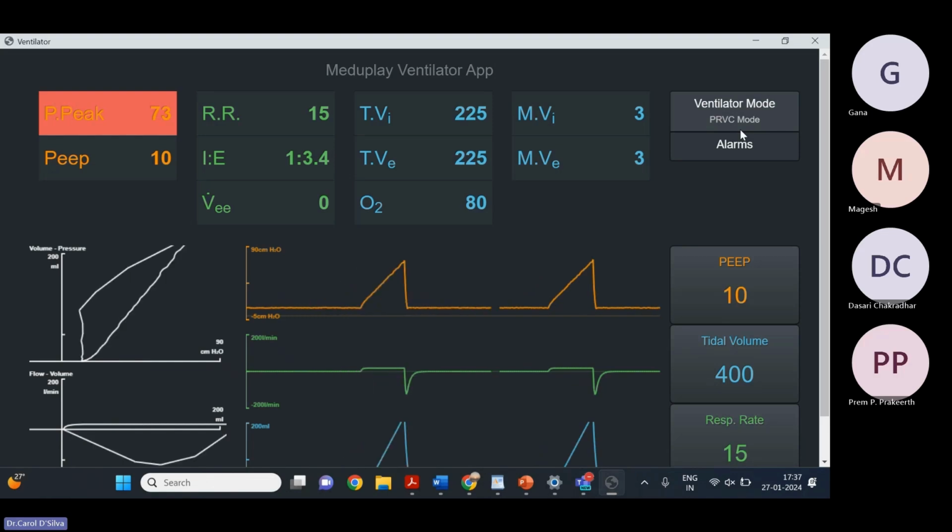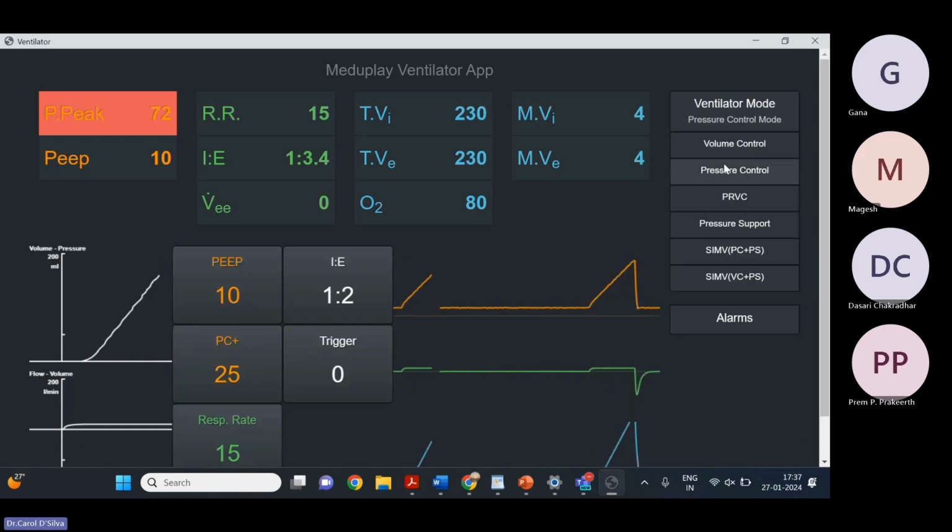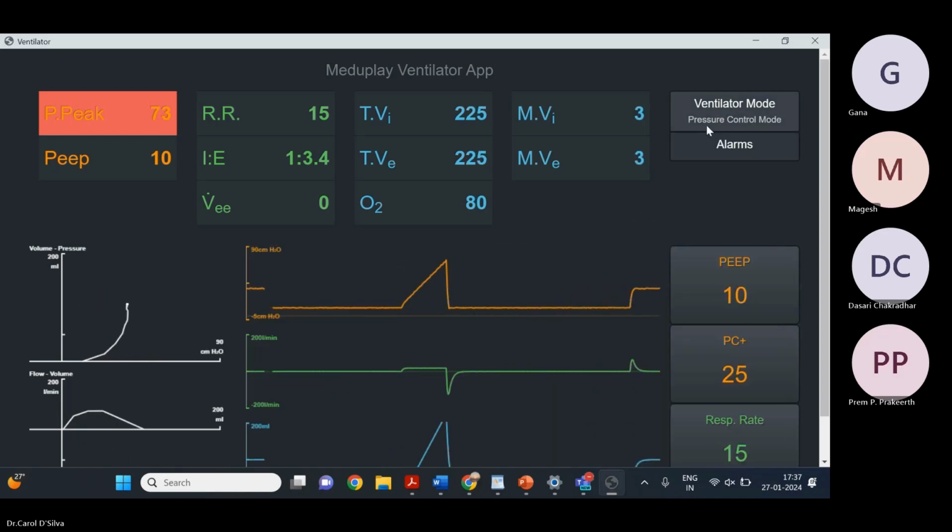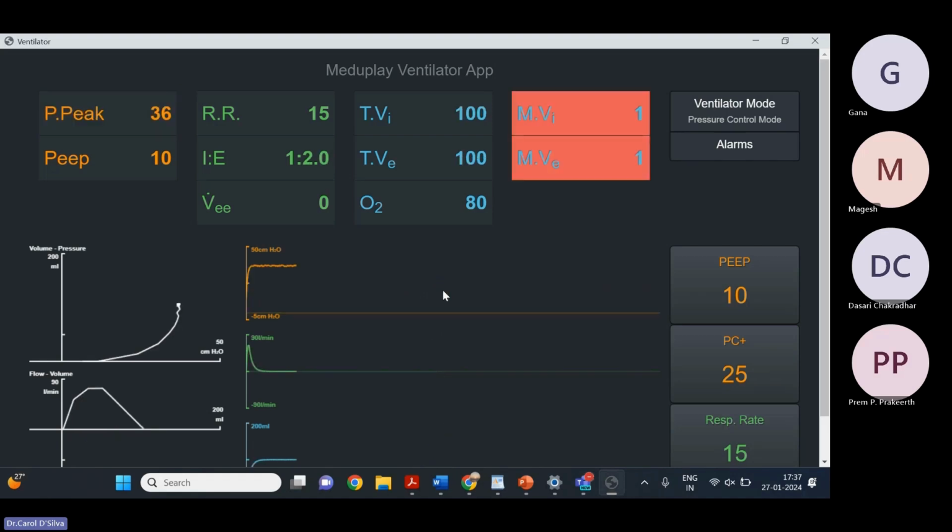So at the end of this class, all of you will go and see a patient on PRVC. You will see the same findings or the same kind of graphs as you see with the pressure control, which is basically a decelerating flow. It's a decelerating flow and you will see a constant pressure. Okay, but in PRVC, you can give the machine the choice of how much tidal volume you want to give. And it will do this PC minus P business.